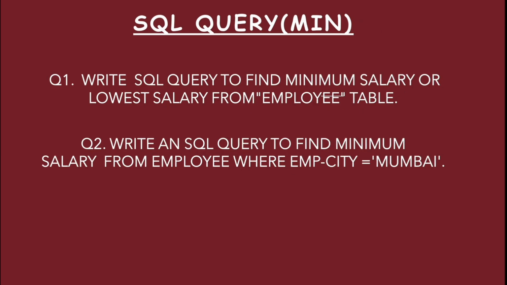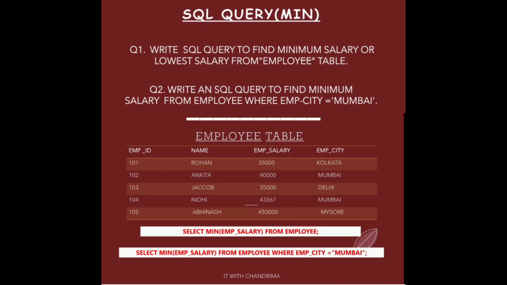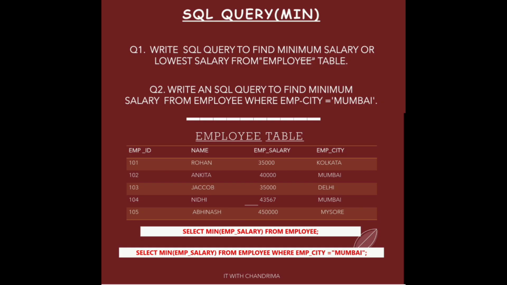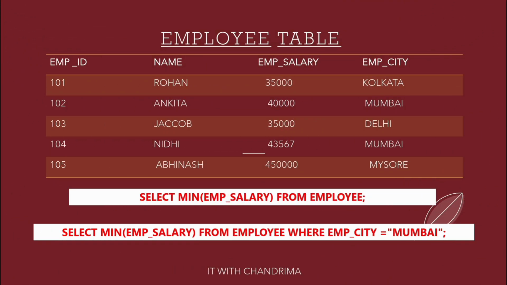The SQL query for the min function is: first question, write an SQL query to find the minimum salary or lowest salary from the employee table. Question number 2, write an SQL query to find the minimum salary from employee where employee city is Mumbai. First query answer is select min(employee salary) from employee. Query number 2 answer: select min(employee salary) from employee where employee city is Mumbai.